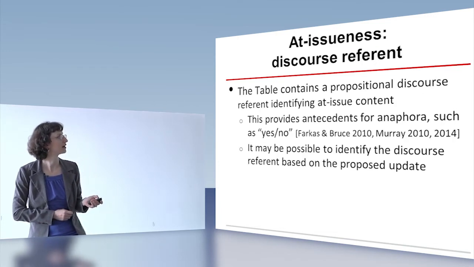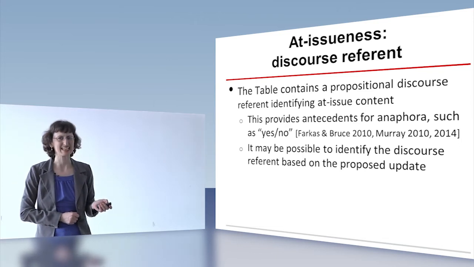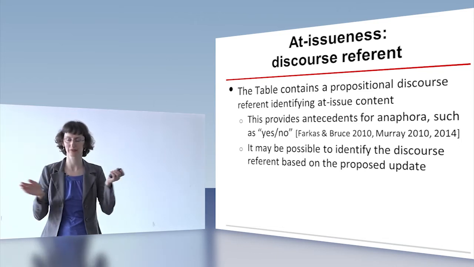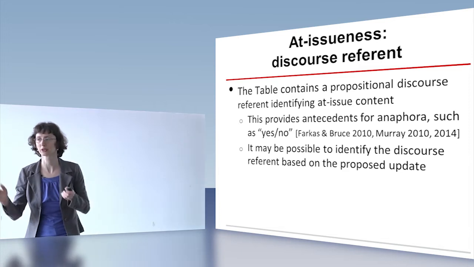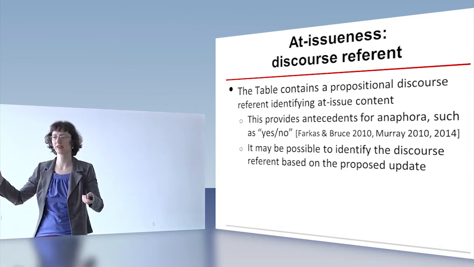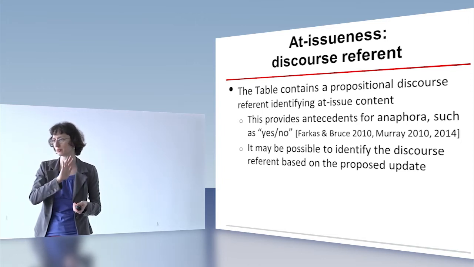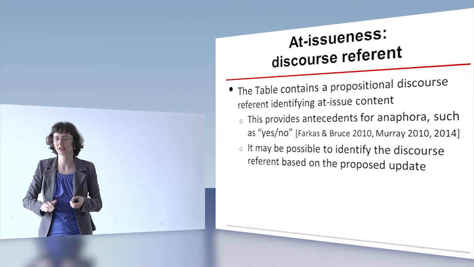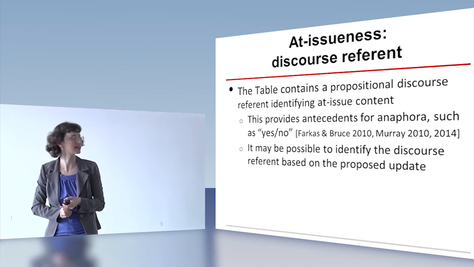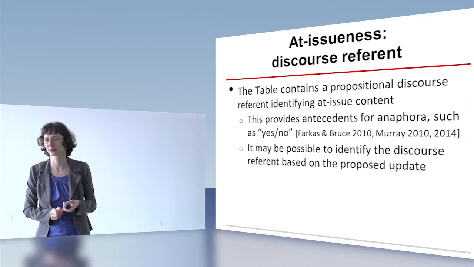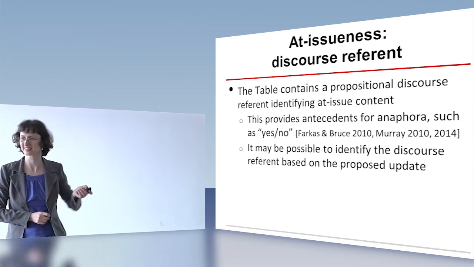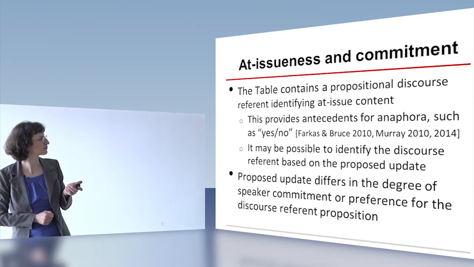Okay. It might be possible to do a kind of cleaning up and a reduction so we don't have that many objects to keep track of. So it's likely that we can identify the at-issue proposition from just looking at the proposed move. But I'm not going to do it in this talk because we need to be careful about reducing things so we don't reduce too much.